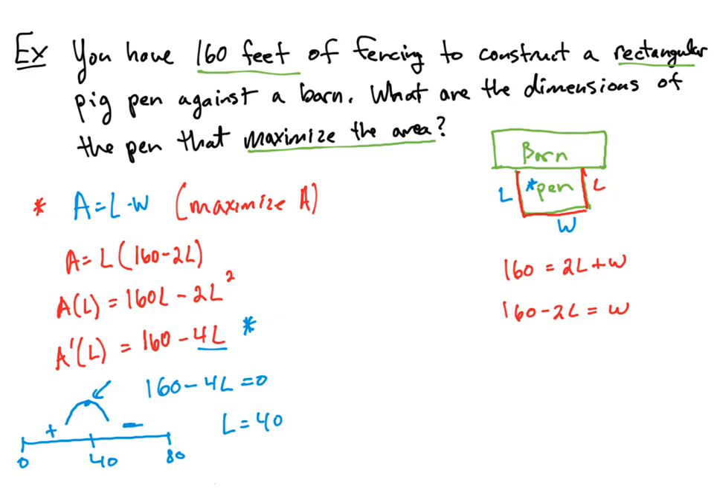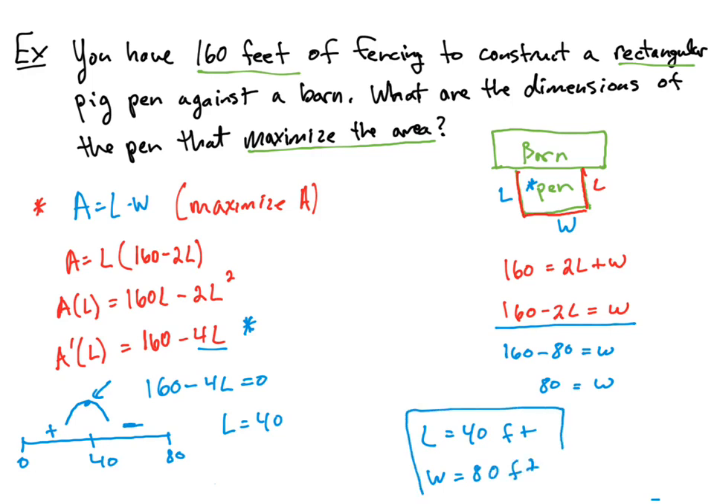Okay, so the maximum value for L is going to be 40. If L is 40, let's substitute it into this equation. I'm going to have 160 minus 2 times 40, which is 80. So W is going to be equal to 80 here. So the dimensions, we're going to have a length equal to 40 feet, and then the width here is 80 feet. And those will be the dimensions that maximize the area.